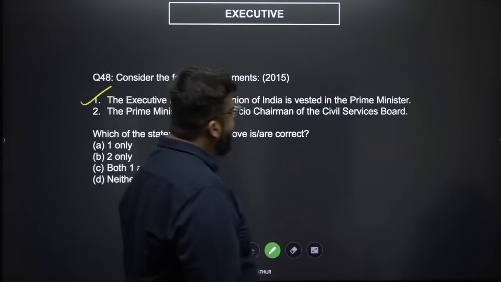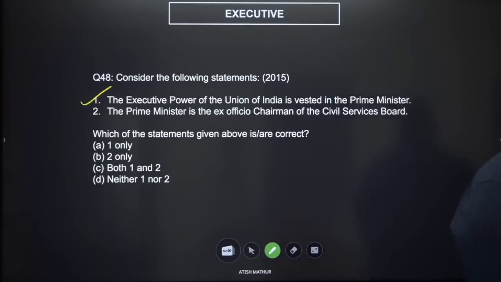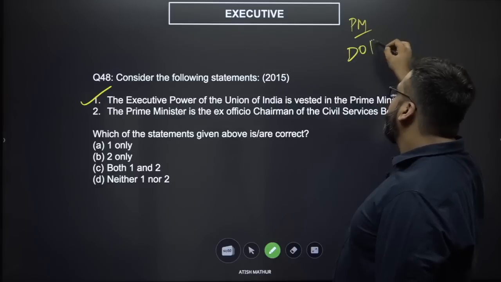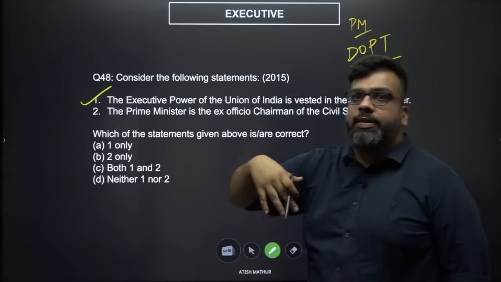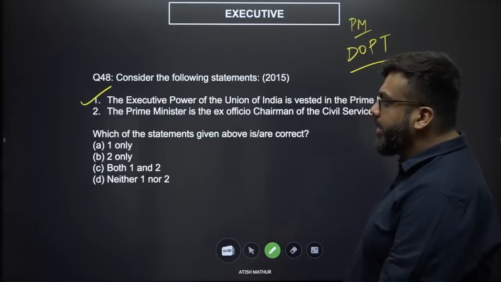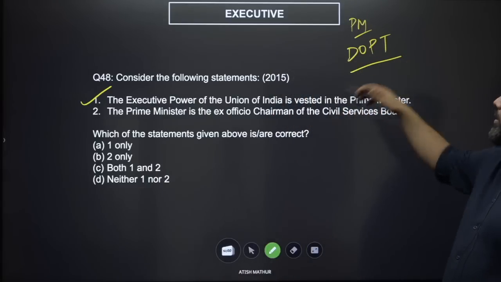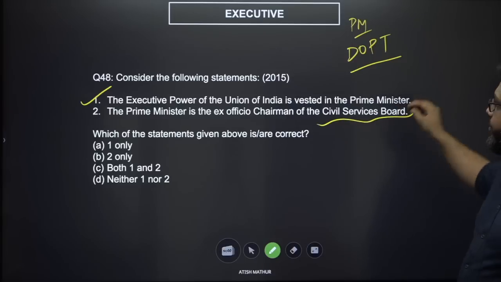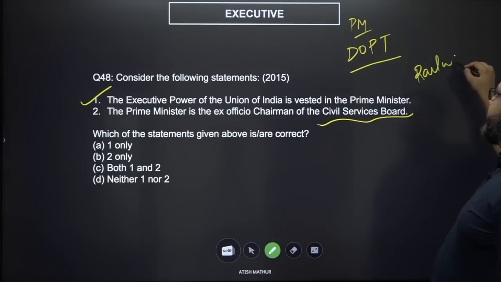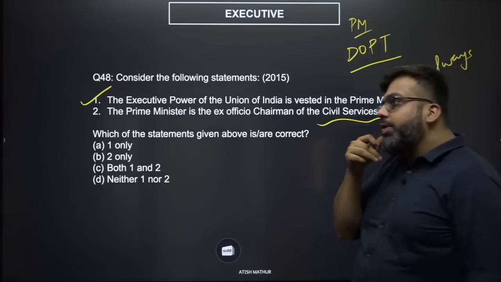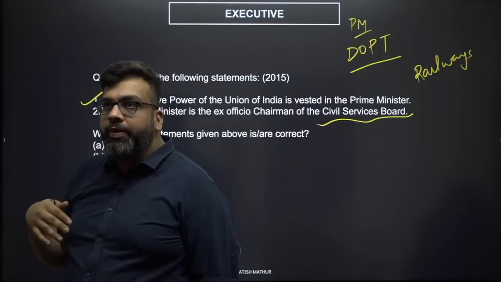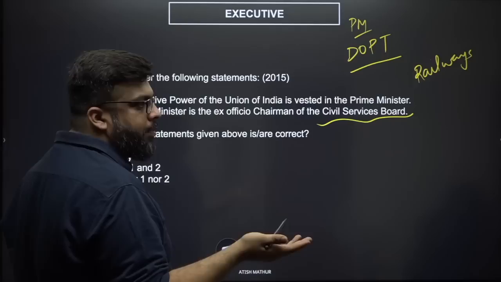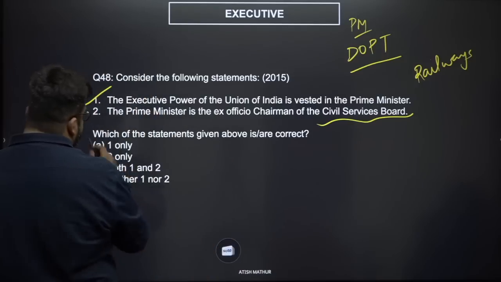The Prime Minister is the ex officio chairperson of the Civil Services Board. Now think about it. The Prime Minister anyways heads the Department of Personnel and Training, which manages your All India Civil Services and the civil services as a whole and general administration. Why would you make this person the chairperson of the Civil Services Board as well? Think about who else. You would have heard of something called the Railway Board. Is the Railway Minister the chairperson of the Railway Board? Or the Central Board for Direct Taxes. Is the minister ever the chairperson of that board? No, a bureaucrat usually is. So this is also wrong.